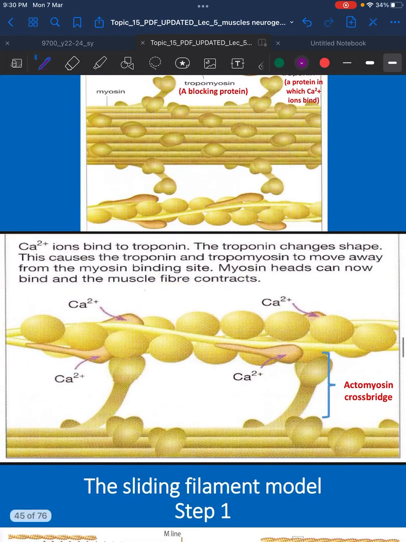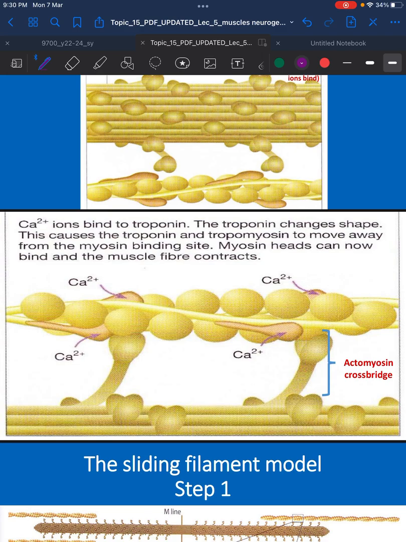When an action potential occurs, when the action potential travels down the T tubules, the sarcoplasmic reticulum will release calcium into the cytoplasm, or sarcoplasm. The cytoplasm of muscle is called sarcoplasm, and so the calcium will bind to troponin. As you can see here, the calcium will bind to troponin, and when this happens, a conformational change occurs.